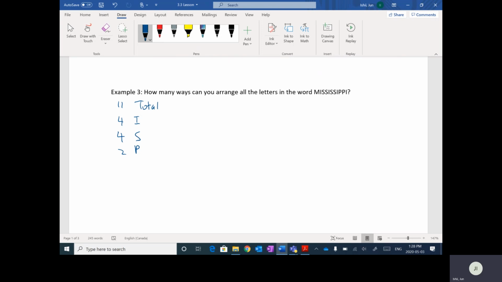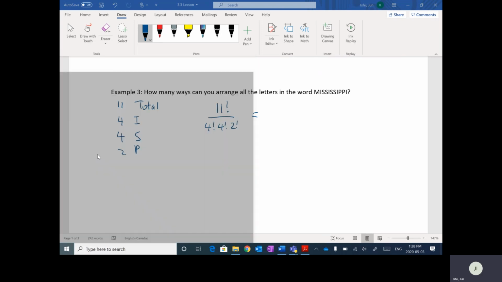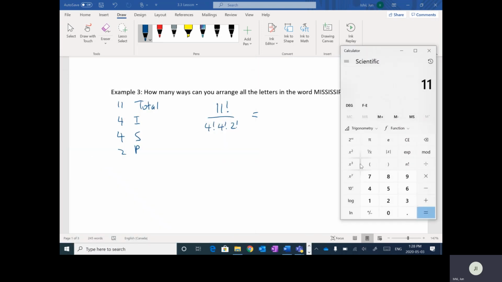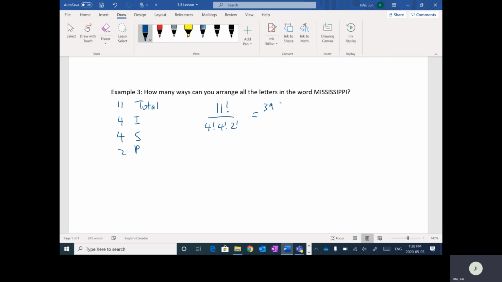So to get the answer to this, basically we're going to take the total number of letters, and then we're going to divide it by each one of these factorials. So 4 factorial, 4 factorial, and 2 factorial. Right? So anything that repeats, we're going to divide by that factorial. And so this, therefore, is going to equal, and we'll just pull the calculator up, 11 factorial. Okay, so 39 million, 916,800.